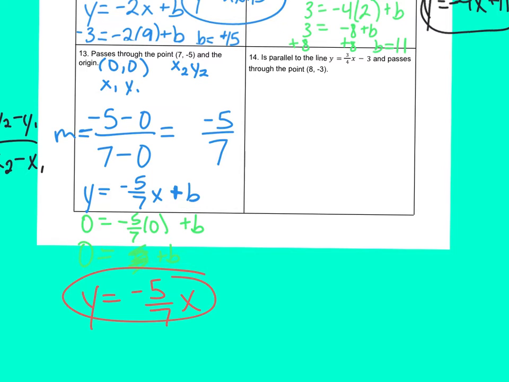Last one on this page, parallel to the line 3/4 x minus 3 and passes through the point 8, -3. This one's a little bit easier. If it's parallel, what's the slope going to be? The same. So it's just going to be 3/4. Now what? y equals mx plus b. What's m? 3 over 4. Do I know what b is yet? Nope. So I need to find it.